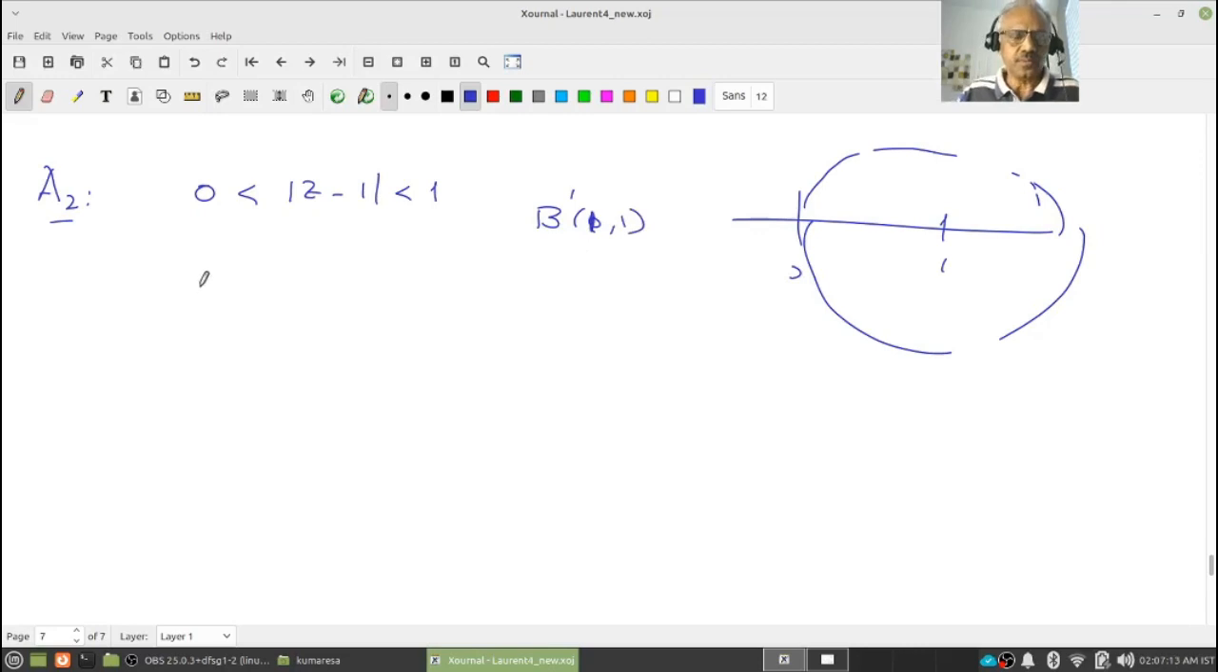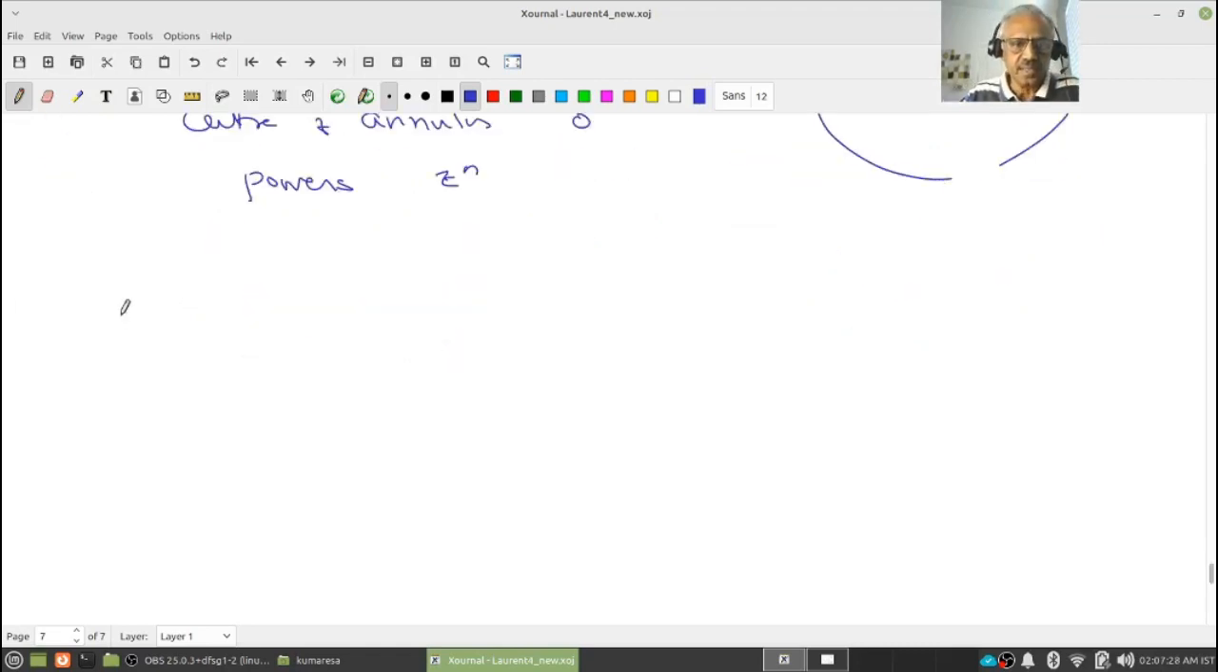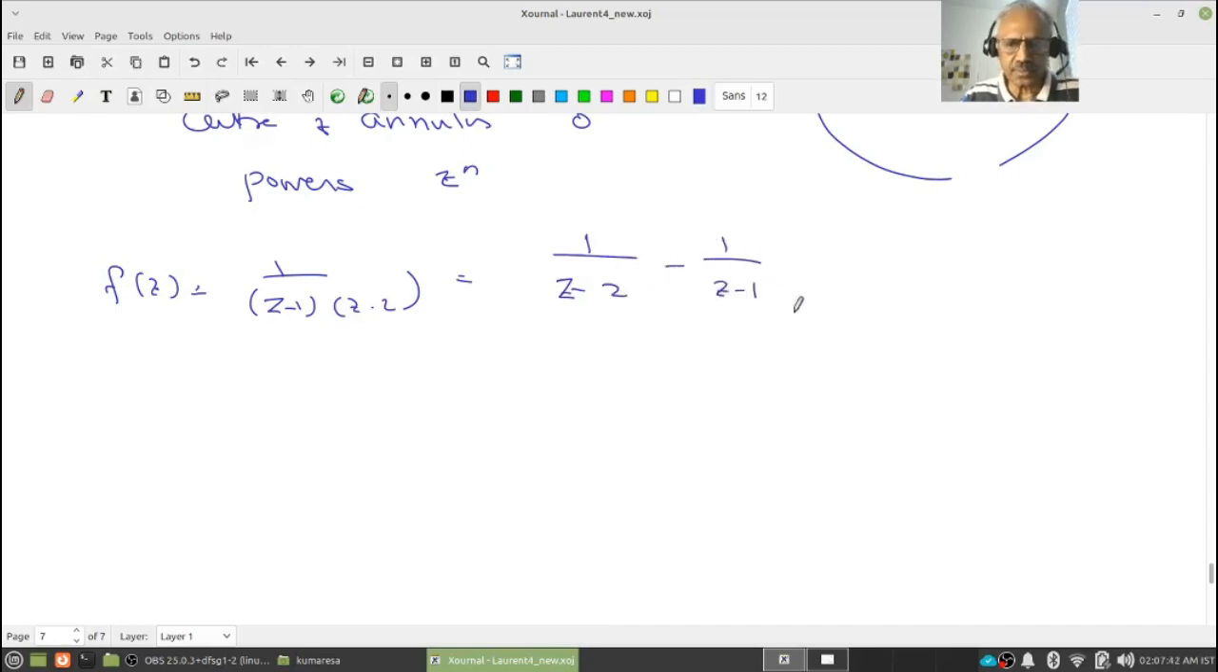Therefore, the center of this annulus is 0. Therefore, I should look for powers of z to the power n in the Laurent series. Okay. So our function f of z is 1 by (z minus 1)(z minus 2), equal to 1 by z minus 2 minus 1 by z minus 1.